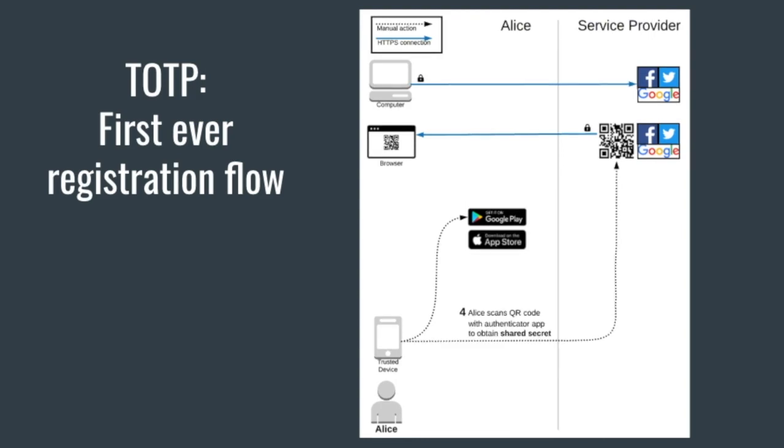And then when she comes back and scans that QR code, this is where the most important thing happens in this registration process. And that is a shared secret is stored on Alice's trusted device. And there's two takeaways for the shared secret. First is that it's shared. So it's on Alice's device, and it's on the server. And the second is that it is secret. It should only ever be on Alice's device and on the server.